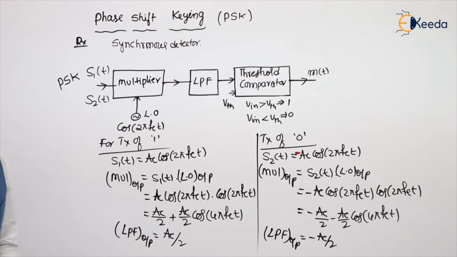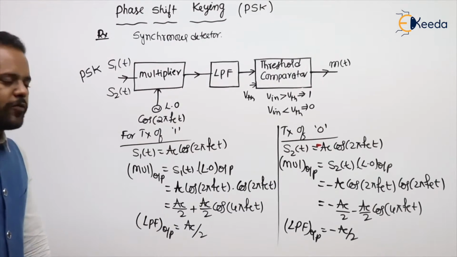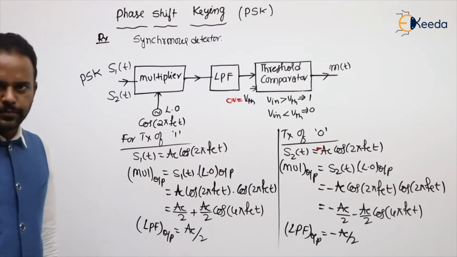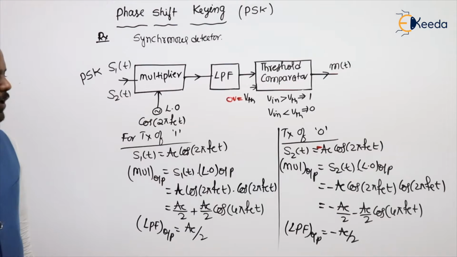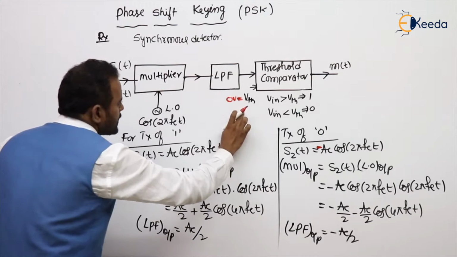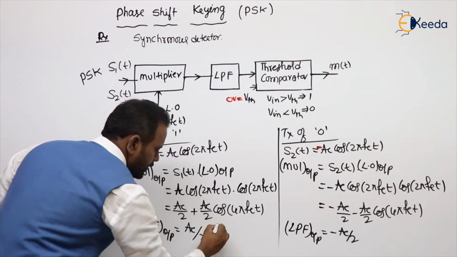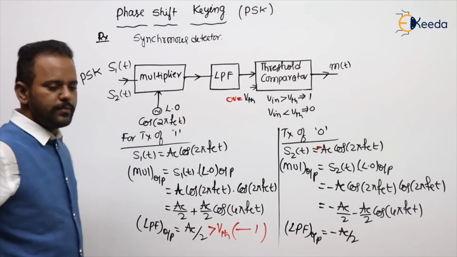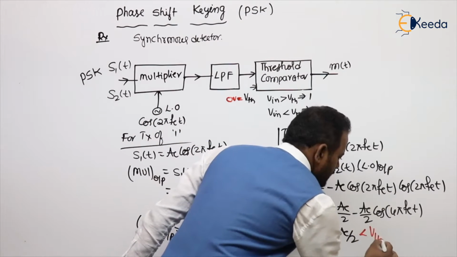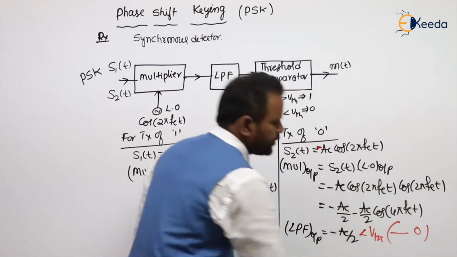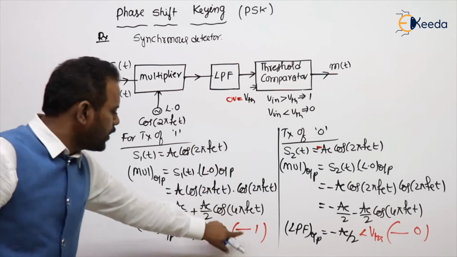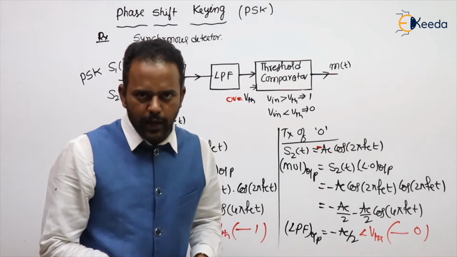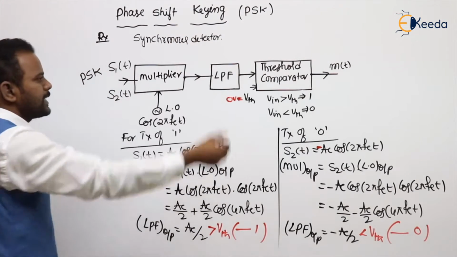How will we set the threshold? The average of both. What is the average of AC by 2 and minus AC by 2? The average is nothing but 0 volt. Now follow. AC by 2 is greater than 0 or less than 0? Greater. So, greater than the threshold, the threshold comparator will generate 1. Minus AC by 2 is less than the threshold, so the threshold comparator will generate 0. So for binary 1 transmission, we got 1. For binary 0 transmission, we got 0. Understand my point or not? That is the demodulation of the PSK scheme.